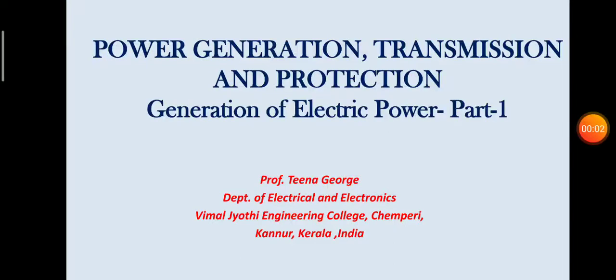Hello everyone. In power generation, we have conventional and non-conventional sources. Main conventional sources are thermal power plants, hydroelectric power plants and nuclear power plants. In the last class, we have seen the working of a thermal power plant in detail. In this video, we can see the working of a hydroelectric power plant and a nuclear power plant.